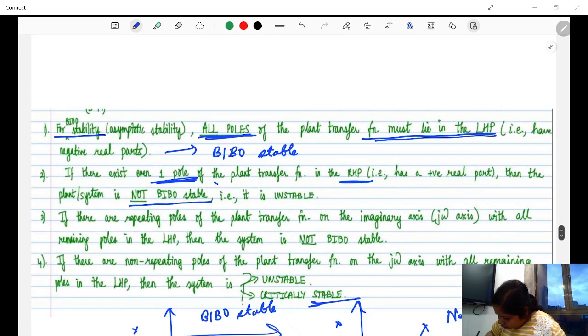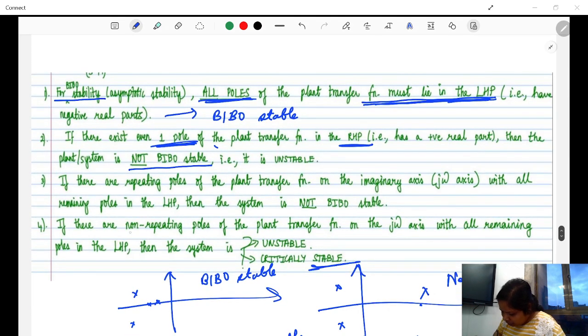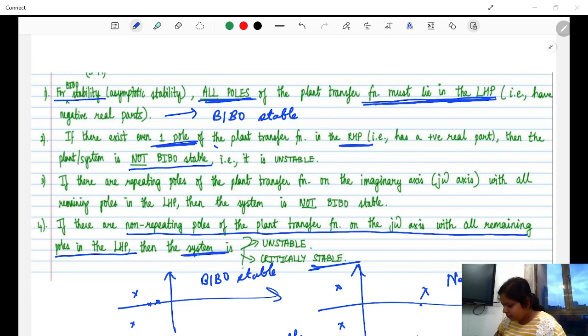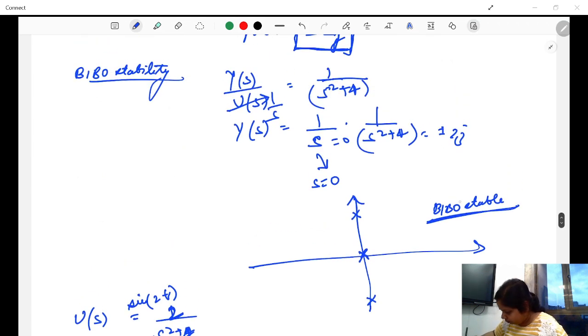Yeah, when I showed you this, all poles should lie in the left half of the S plane. So if there are non-repeating poles of the plant transfer function on the j omega axis with all other poles in the left half, then the system is not BIBO unstable. Okay? So it is BIBO stable.